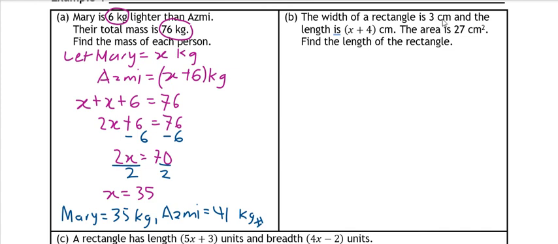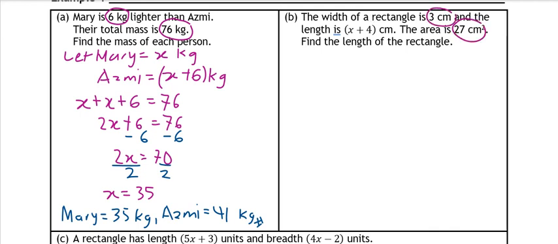The width of the rectangle is 3 centimeter and the length is x plus 4 centimeter. The area is 27 centimeter square. Find the length of the rectangle. So here you are given the unknown already, which is x. And here you are given information about the width and the length and also the area, right?